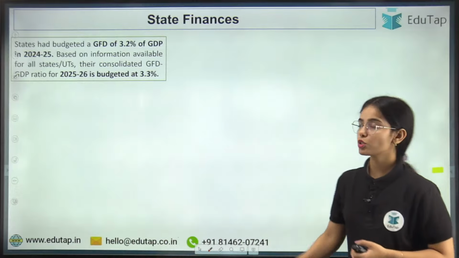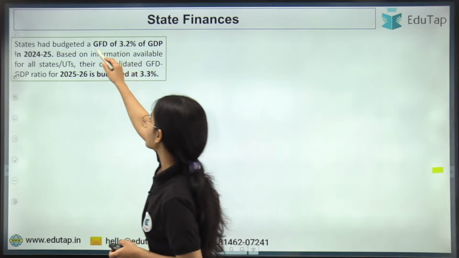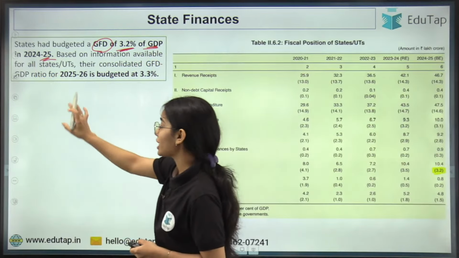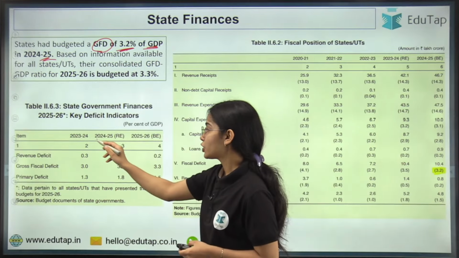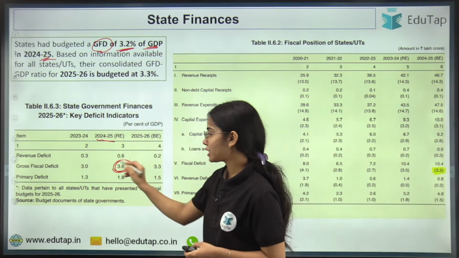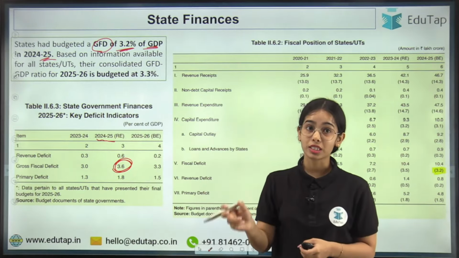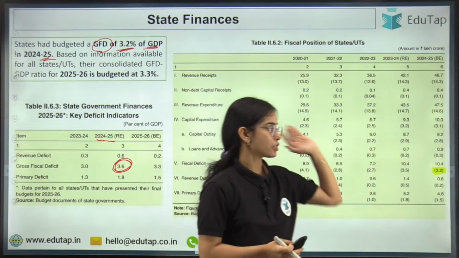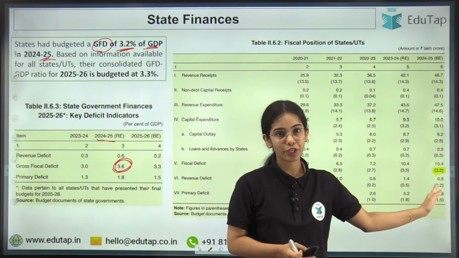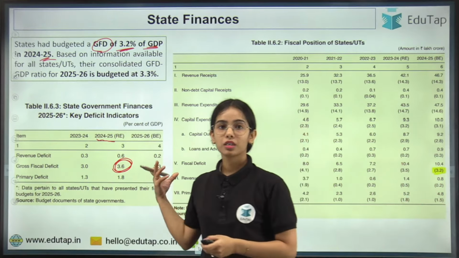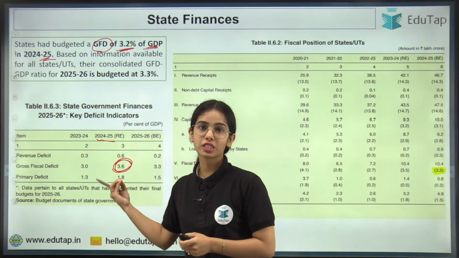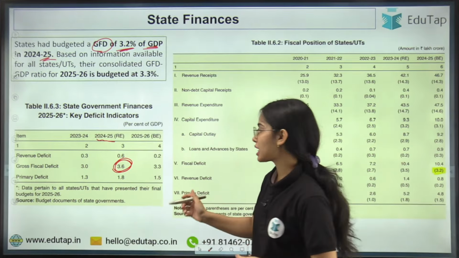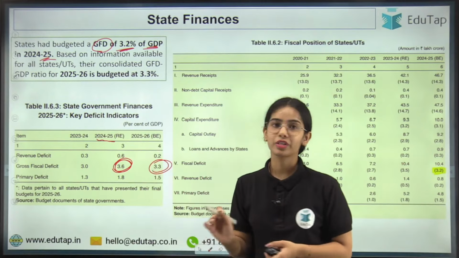Next, state finances. So states had budgeted a gross fiscal deficit of 3.2% of the GDP in 2024-25, but as per the revised estimates, the state gross fiscal deficit was 3.6%, so that is higher. Now for the future, for 2025-26, they are budgeting their gross fiscal deficit at 3.3%.